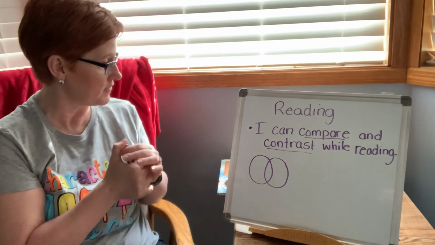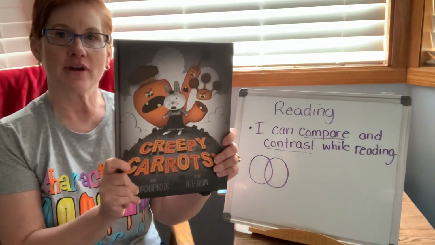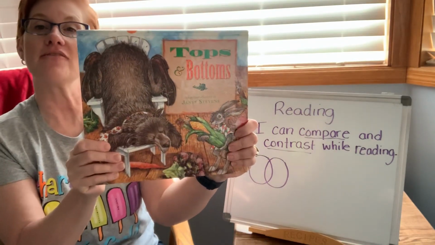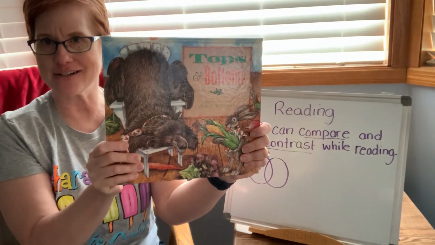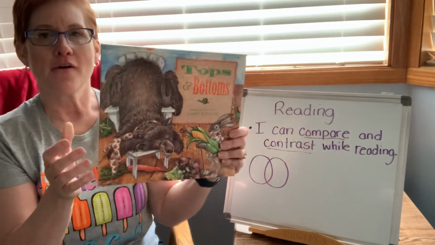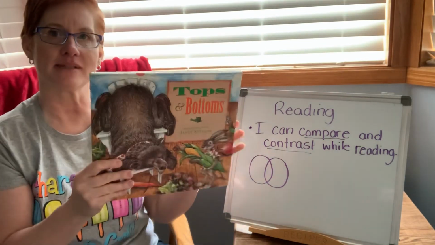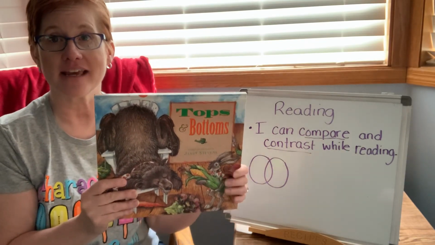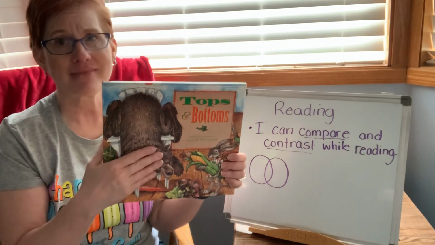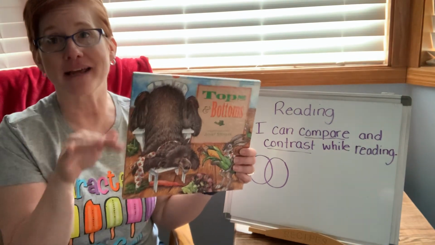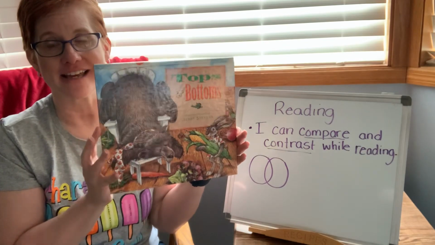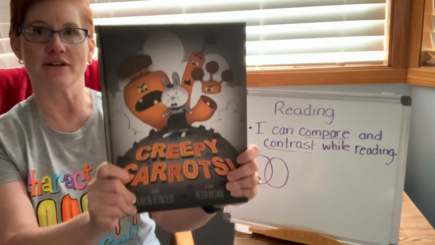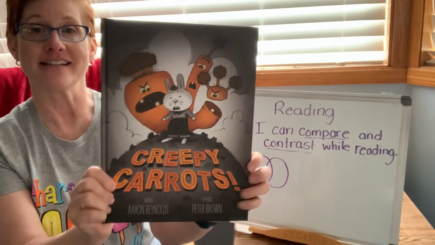Okay, so what we're gonna do today, I'm reading Creepy Carrots, and what I want you thinking about is, remember last week when I read Tops and Bottoms? So we have kind of similar characters maybe, but a little bit different. Think about the book Tops and Bottoms, and how the bear was really lazy and did not want to do anything, and the rabbit took advantage of that, and planted the garden, kept all the food and everything until the bear finally realized he needed to work himself, okay? But we're going to read another story called Creepy Carrots today.